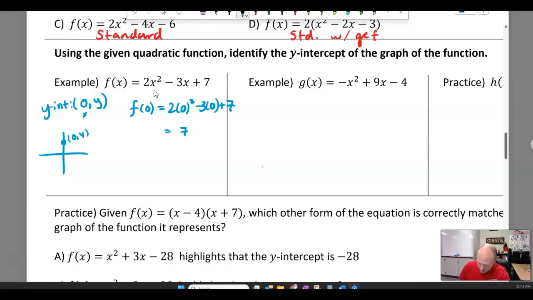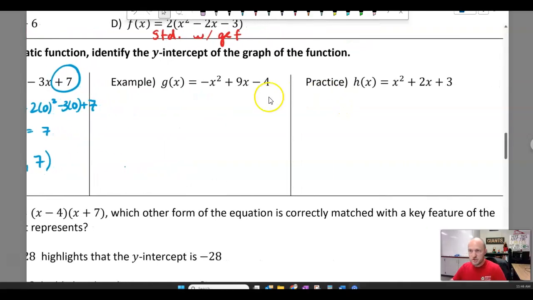So our y-intercept is going to be (0, 7). And that's why standard form is really great, because you can identify your y-intercept. Okay, so let me evaluate at 0. These disappear. Answer: 7.